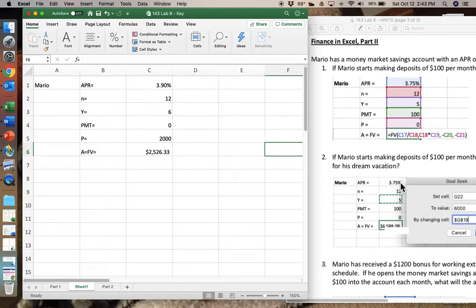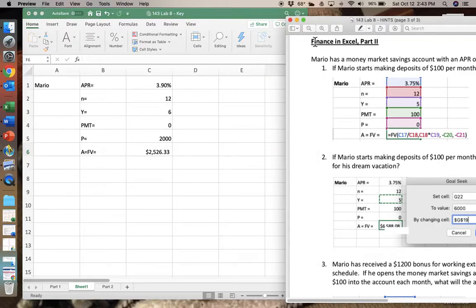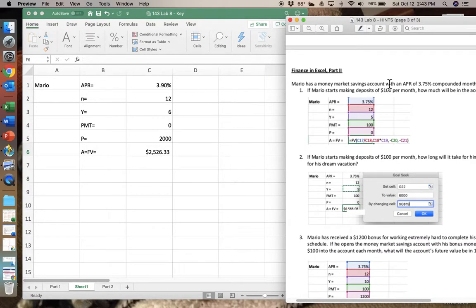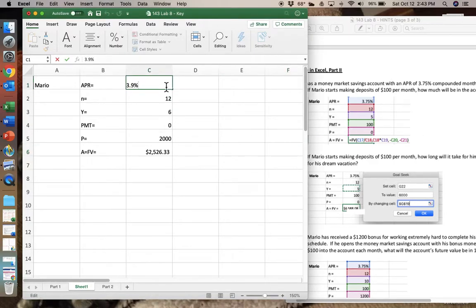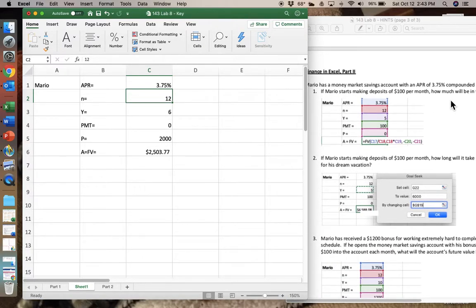Part 2, changing it up a little bit, it says Mario has a money market savings account with an APR of 3.75%. Oh, once you put the percent in there, it holds it, so you don't have to press it again. I keep doing that by mistake. Compounded monthly, so still 12. If Mario makes deposits, this time he's making a deposit of $100 per month. So his payment is $100.